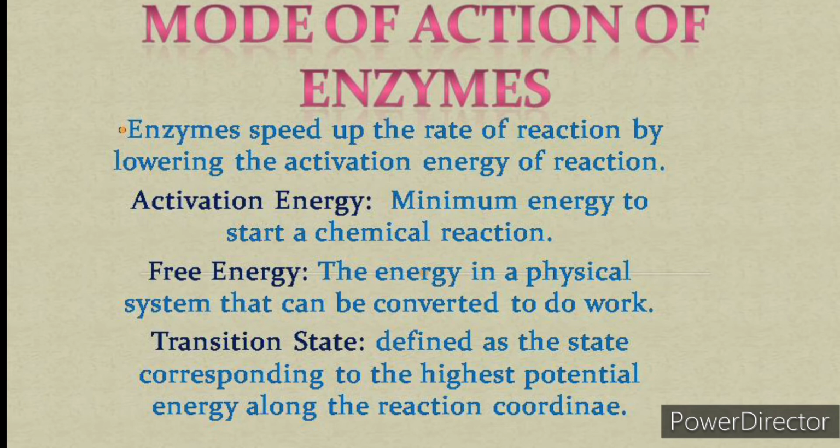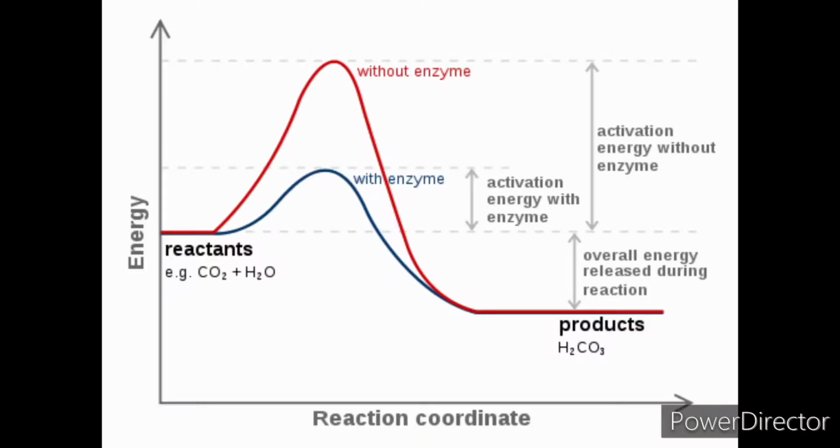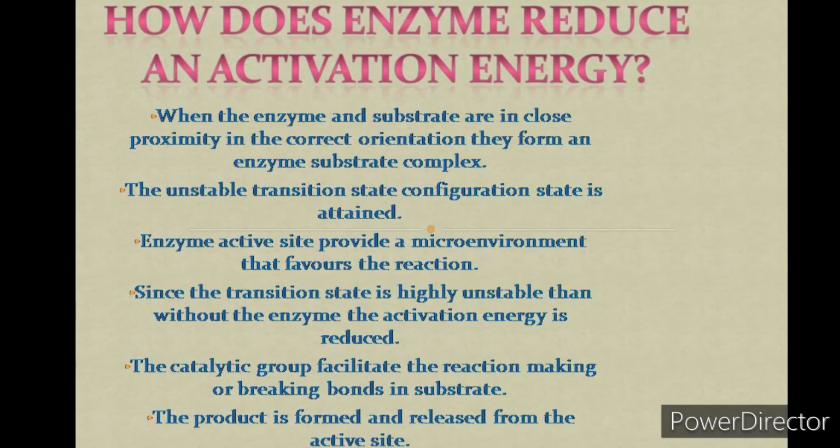Transition state. It is defined as the state corresponding to the highest potential energy along the reaction coordinate. As you can see in this graph, the enzyme reduces the activation energy and boosts up the rate of chemical reaction. How does an enzyme reduce the activation energy?